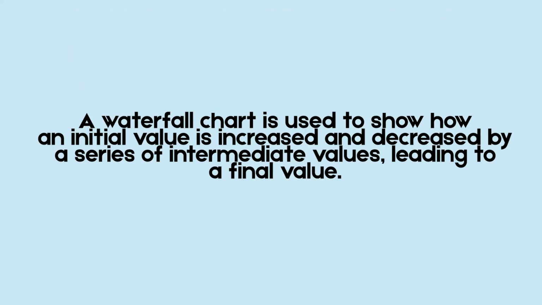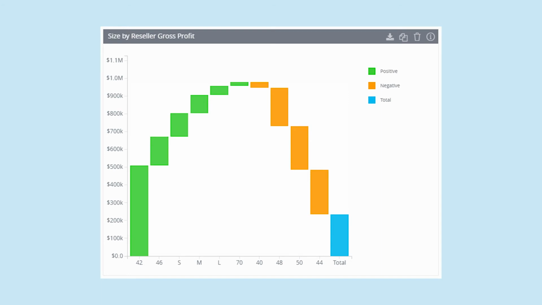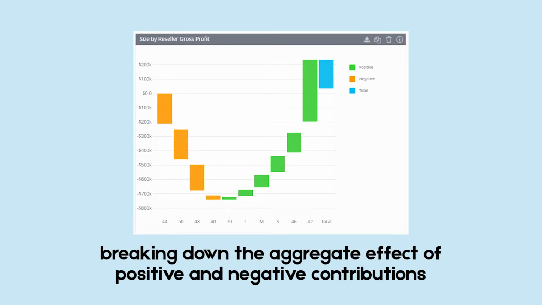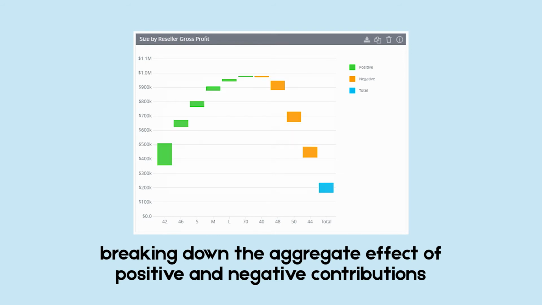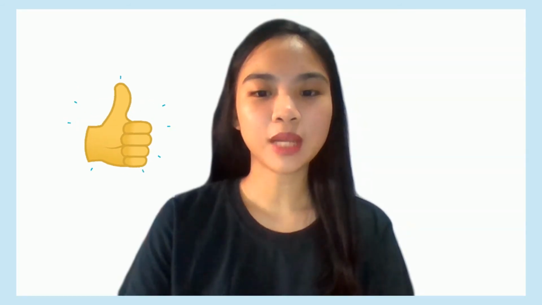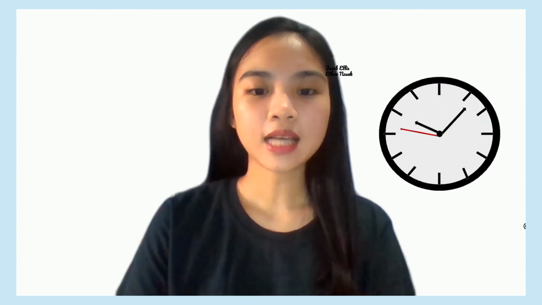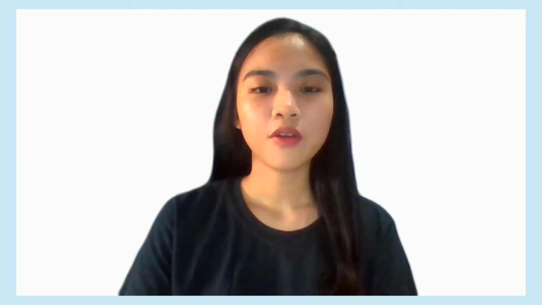A waterfall chart is used to show how an initial value is increased and decreased by a series of intermediate values leading to a final value. Waterfall chart is widely used in the finance sector to exhibit how a net value is arrived at by breaking down the aggregate effect of positive and negative contributions. This chart is effective in displaying gradual changes in the quantitative value of something over time as it uses a clear structure. For our last graph, we have the square area.